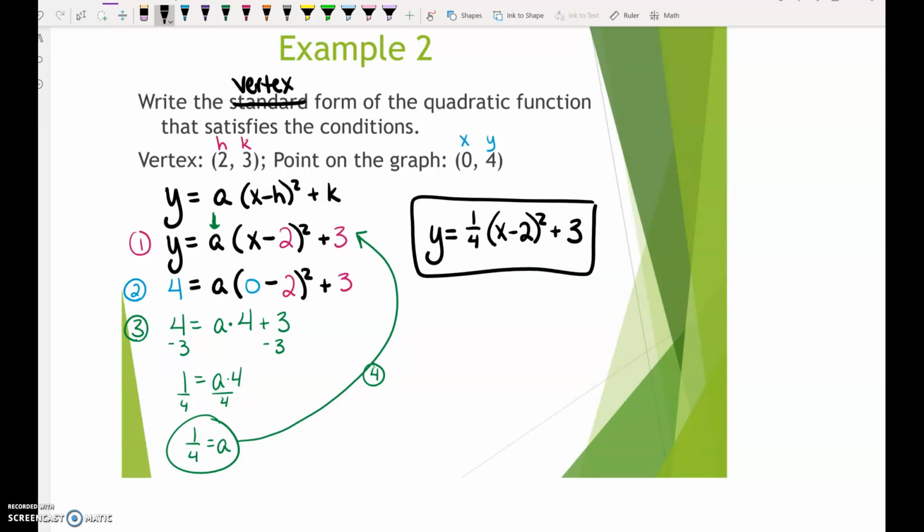You have to plug things in and figure out what A is, but the purpose of the problem is not simply to find A. The purpose is to write an equation for the function, so you have to go back to that first step and plug that A value in.